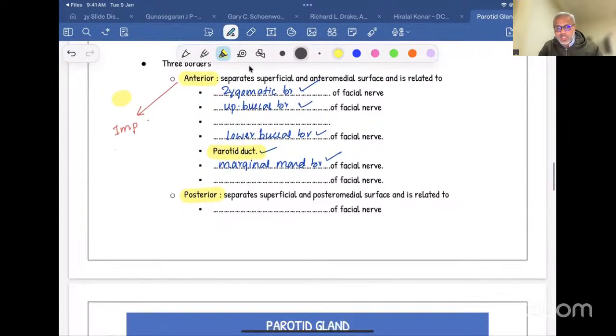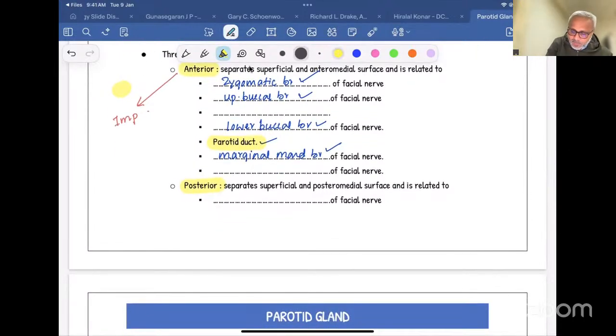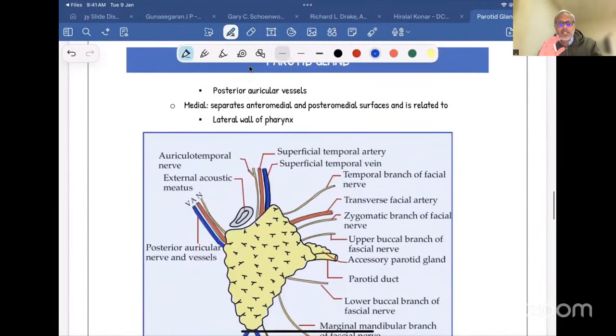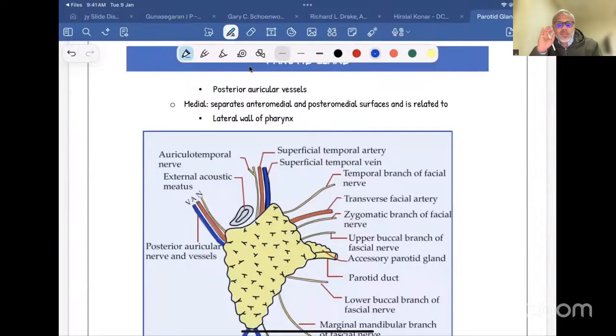In the posterior border, one important nerve again, and we refer to it as the posterior auricular nerve or posterior auricular branch of facial nerve. Two borders: anterior, we have zygomatic, buccal, marginal mandibular; posterior, posterior auricular. Medial border, pretty simple. It is related directly to pharynx, as we just saw. This is regarding the borders.